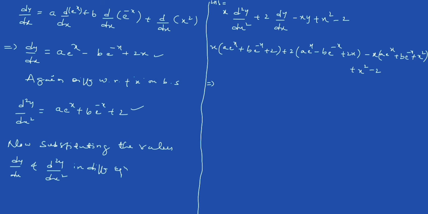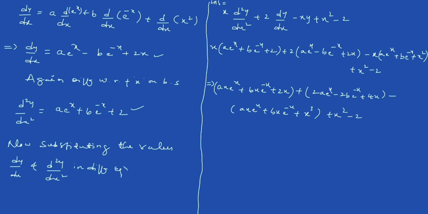So again, multiply x inside here: ax e to the power of x plus bx e to the power of minus x plus 2x, plus again multiply 2 inside, what we get here is 2a e to the power of x minus 2b e to the power of minus x plus 4x, minus multiply x inside, what we get here, ax e to the power of x plus bx e to the power of minus x plus x cube plus x square minus 2, right?